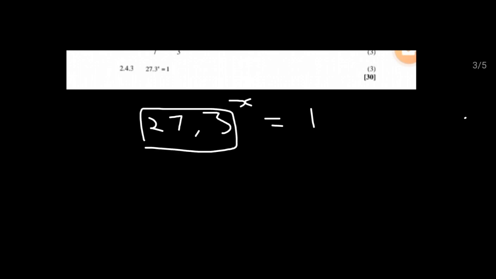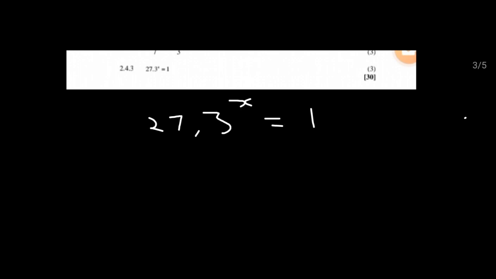I've just realized I skipped 2.4.3. So 2.4.3 is solved in a certain way. We have 27.3 to the exponent of x is equal to 1. Whenever we see x as the exponent, we change it to its factors. So you see that it's a bit confusing, because this one in your calculator is going to give you an error. Change 27.3. 1 is not a prime number whereby you can change it into its factors.